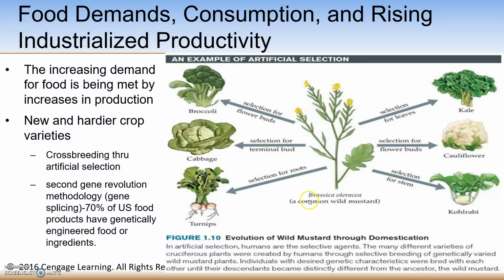So this plant itself has been crossbred to create broccoli for the flower buds, cabbage from the terminal bud, turnips because of the roots, cauliflower from the flower buds, and kale because of the leaves. So we've taken one plant and we have artificially bred it through crossbreeding and artificial selection and created varieties of other plants as well.